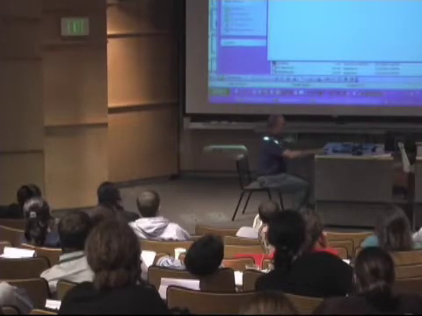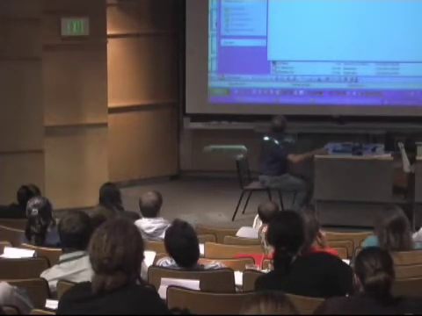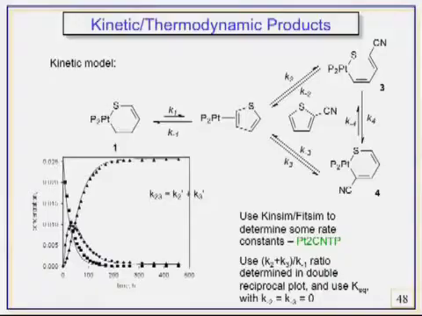Then you put in your data. Do the KinSim. Do the FitSim. Just as we just did. And you get all that information out. So from KinSim, FitSim, we get the actual values for these different rate constants like that.